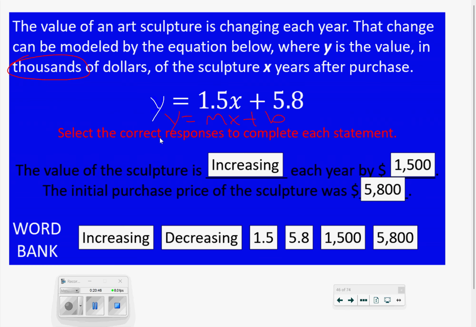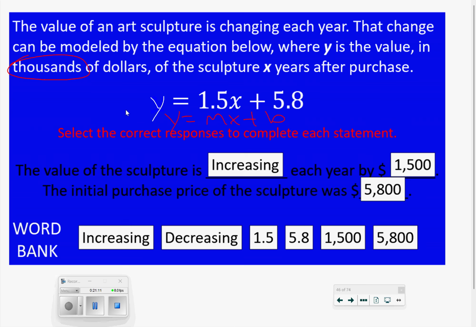Okay, so here, first of all, we got a y equals mx plus b again. We got 1.5x plus 5.8. Okay, the 1.5 is positive. We're really adding 1.5 to 5.8 so many times, but you're adding and it's going up because it's positive. So that is increasing.